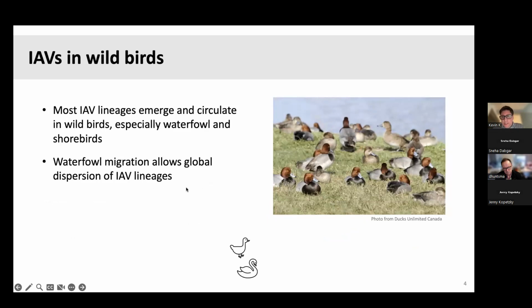Almost all flu lineages emerge and circulate in wild birds, especially waterfowl and shorebirds. So in other words, waterfowl and shorebirds are the natural reservoirs and hosts of flu A viruses. And since many wild birds are migratory, flu A lineages are able to disperse globally along migratory routes.